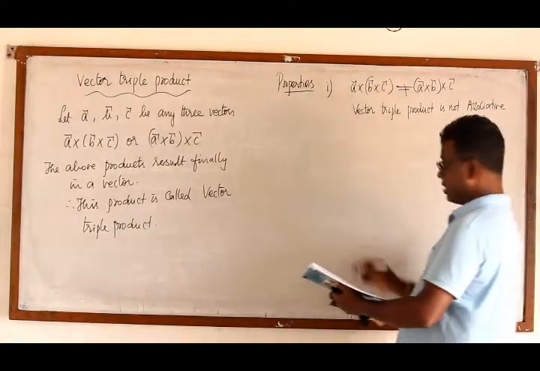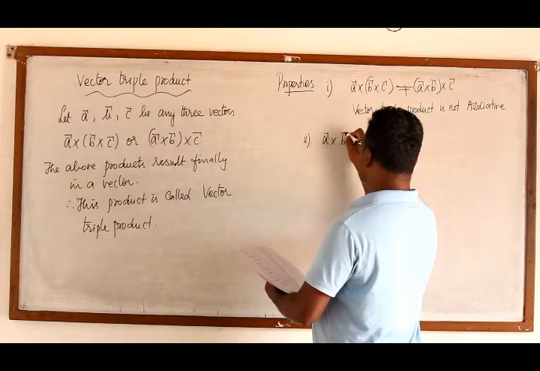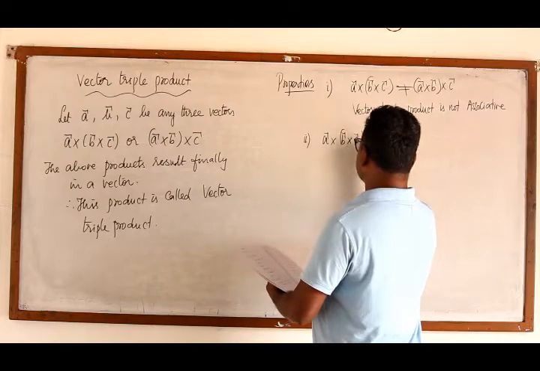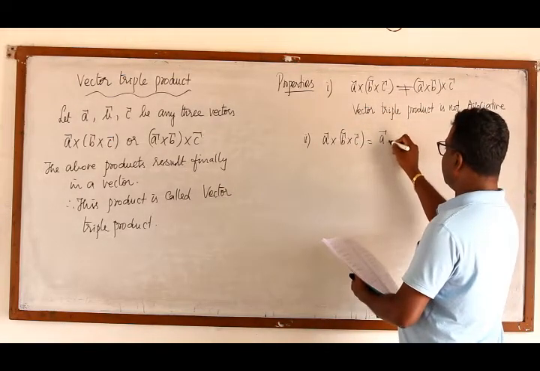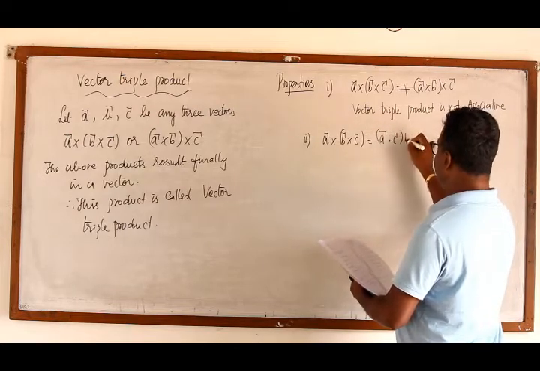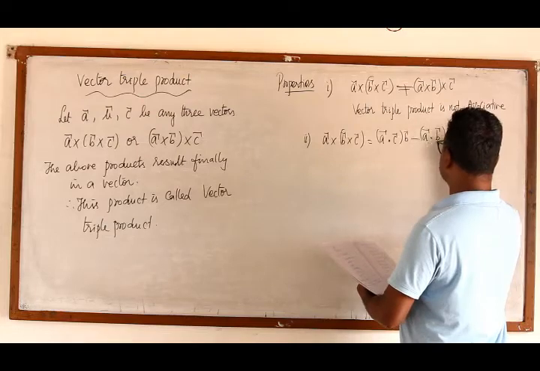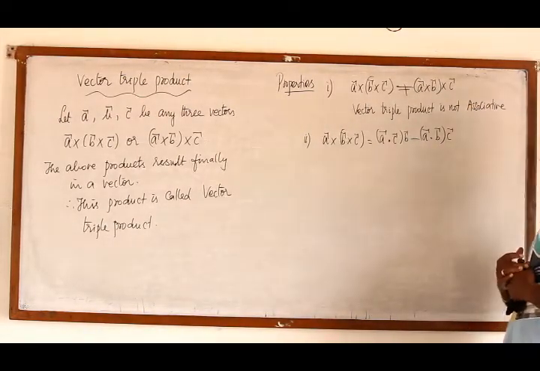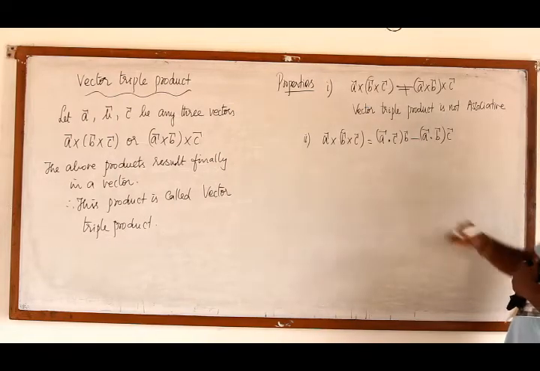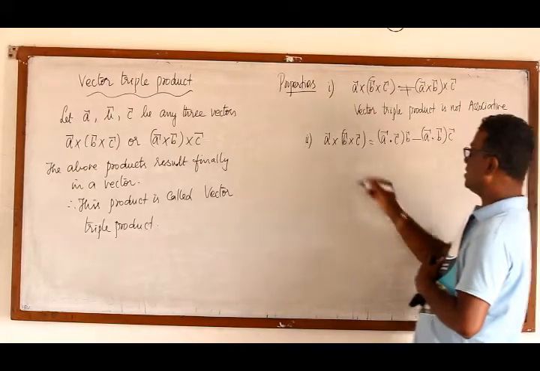Then this vector triple product A cross (B cross C) can be written as (A dot C) into B minus (A dot B) into C. This is the relationship between cross product and the dot product. A cross (B cross C) can be written as (A dot C) into B minus (A dot B) into C.